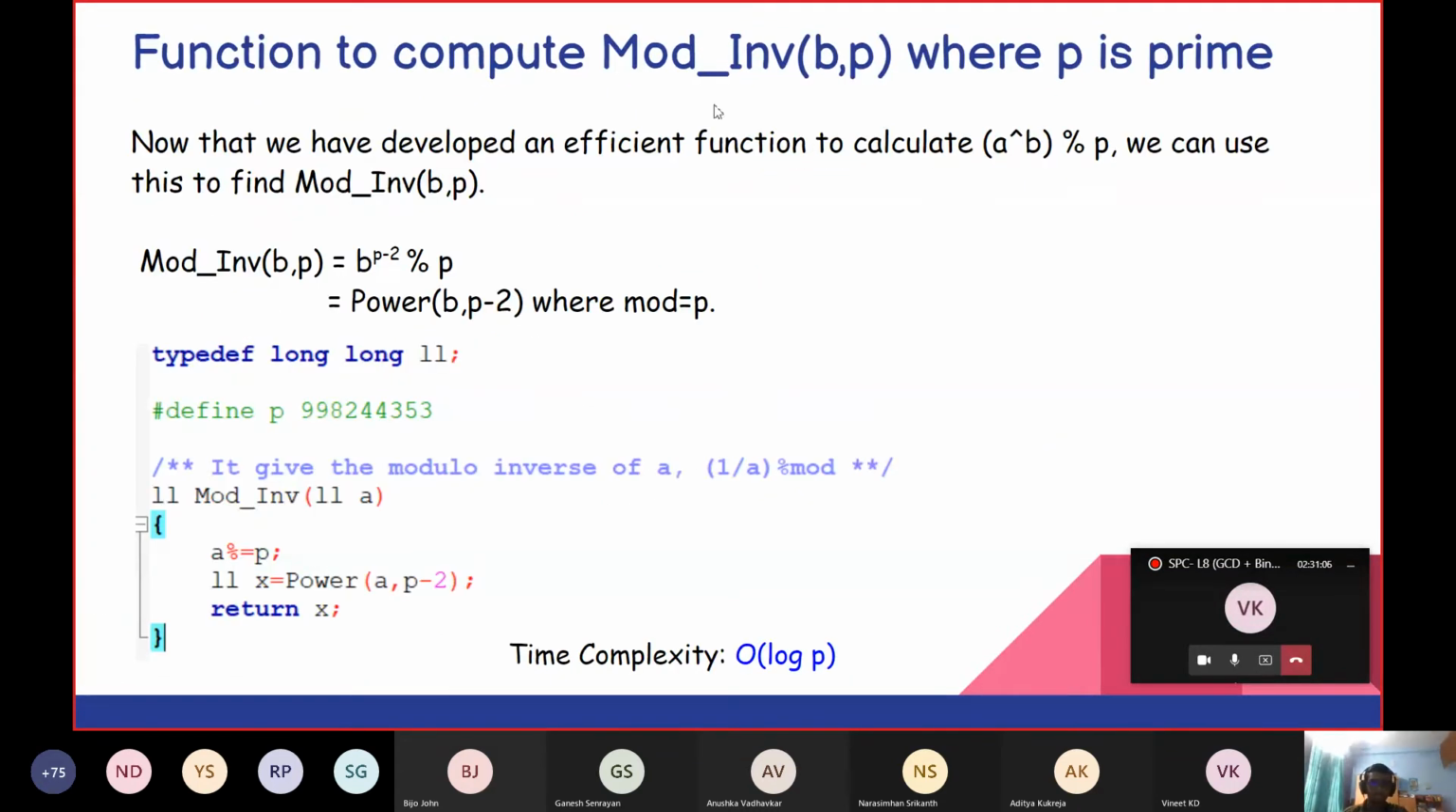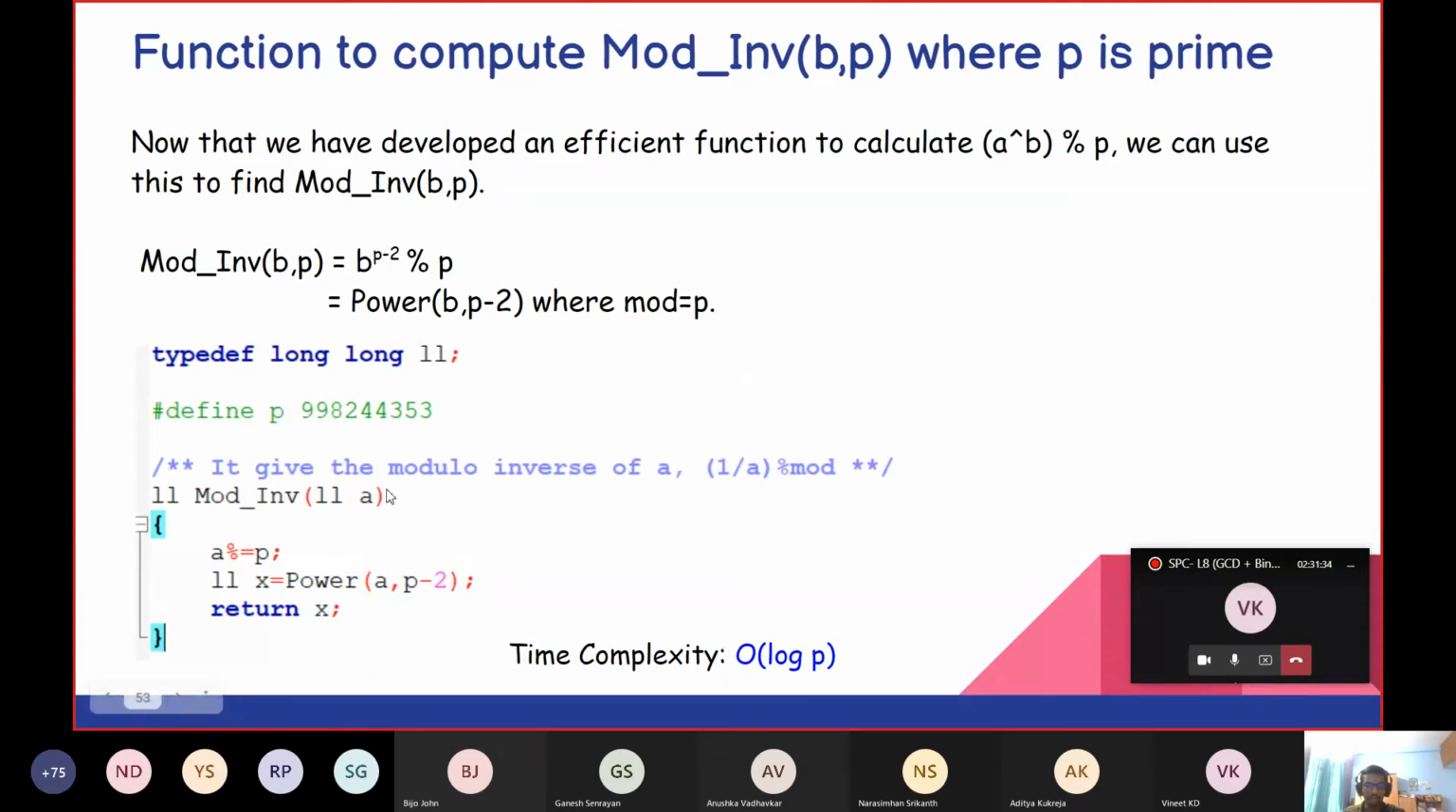So now, function to compute mod inverse. Now that we have a very nice tool to compute a power b percentage p, we can use this to find mod inverse using Fermat's theorem. So mod inverse is b power p minus 2 percentage p, where the prime that I'm dividing with should be equal to p. So in the code for this, I'll just call power of a comma p minus 2. That's all the code is, because I already have the power function.